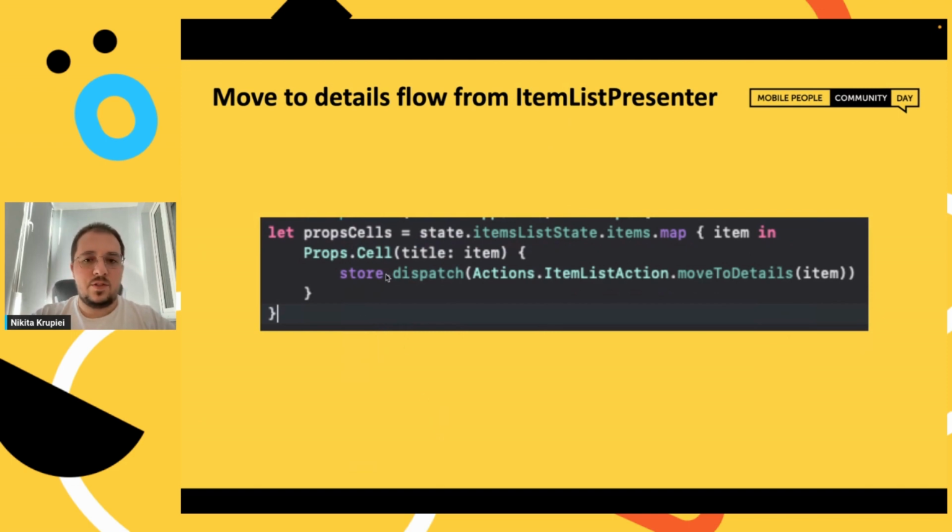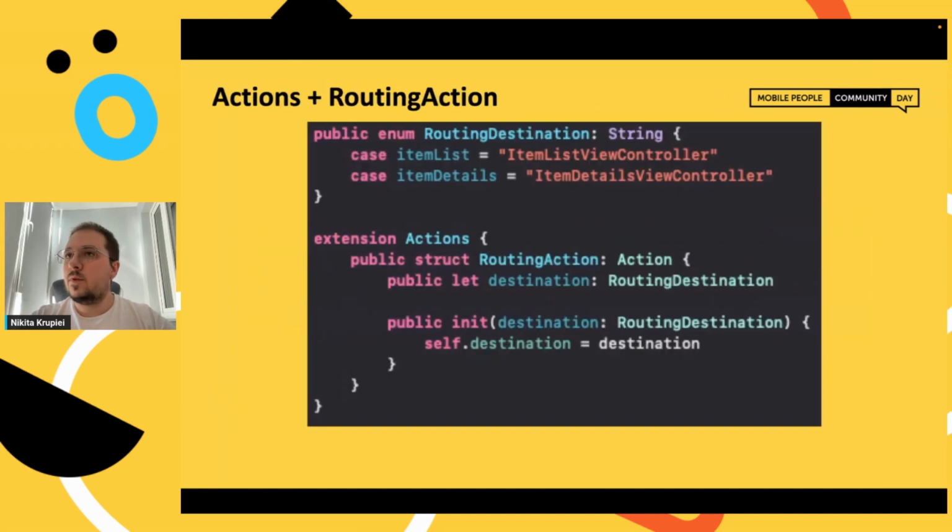As you remember, we are dispatching the event move to details from the item list action from the first screen on the cell selection. Here is the tricky part, because in my opinion, in every architecture, this navigation is a little bit tricky. I saw there are a lot of external libraries that are responsible for the navigation, but I just didn't want to use them. I tried to come up with my own.